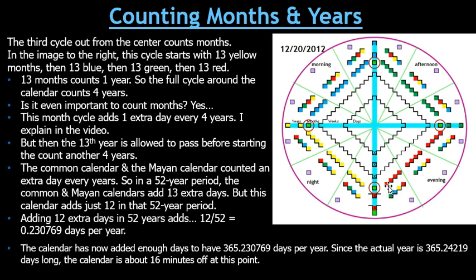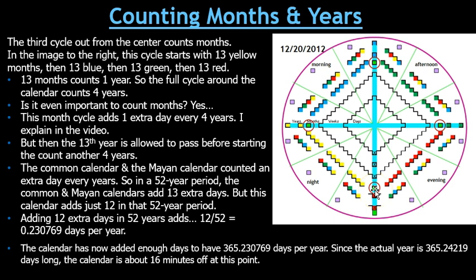So you'll see over here in the image to the right, the cycle starts with 13 yellow months right here, then 13 blue months, 13 green months, and then 13 red months. So there's like a yellow year here, blue year, green year, red year. The 13 months count as 1 year, so the full cycle around the calendar counts 4 years. When you go around these months, this is 4 years going around that month cycle.